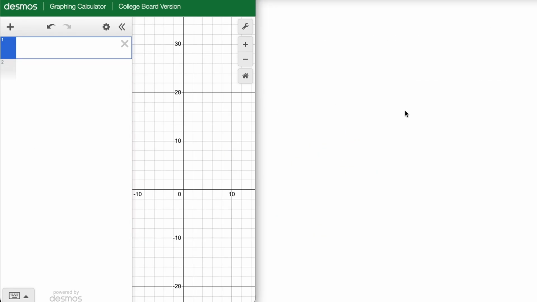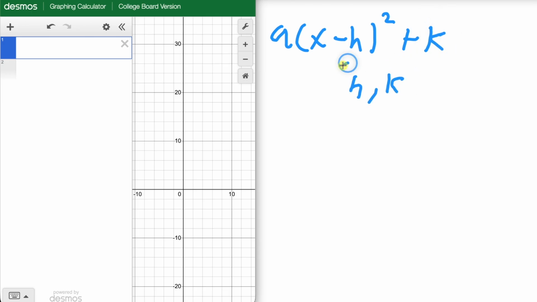Now the next thing to go over is the vertex formula. The vertex formula is in the form of a times x minus h squared plus k, where h comma k is your vertex right there. This you can convert to ax squared plus bx plus c, where if you just expand this out, it would actually equal this. So if you're given the vertex and you need to get to here, you can use that to solve it, because not all the time can you use regression to get to here.